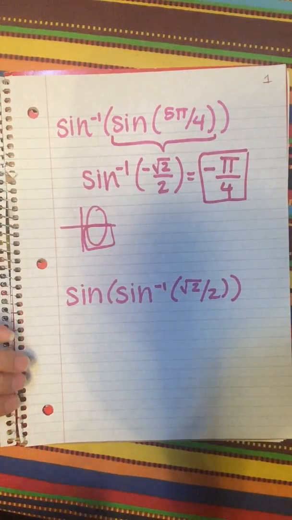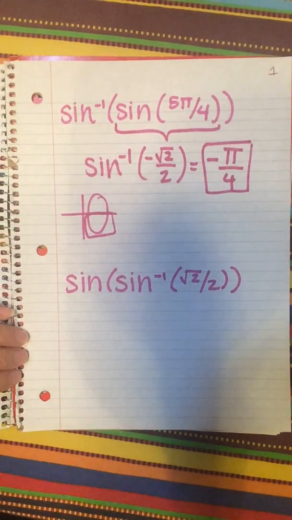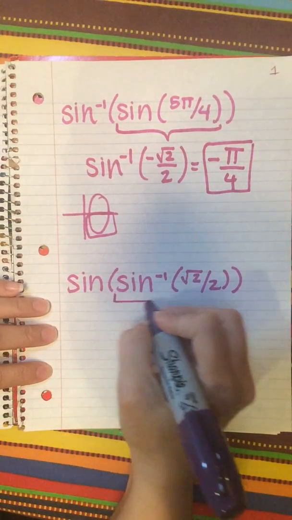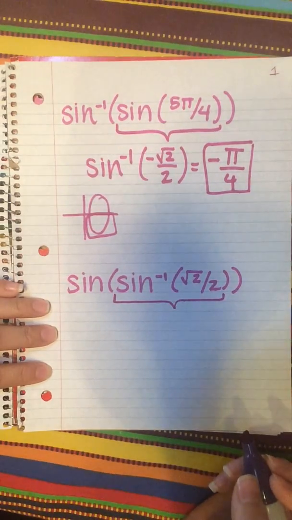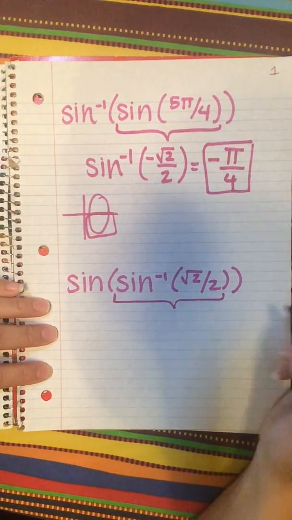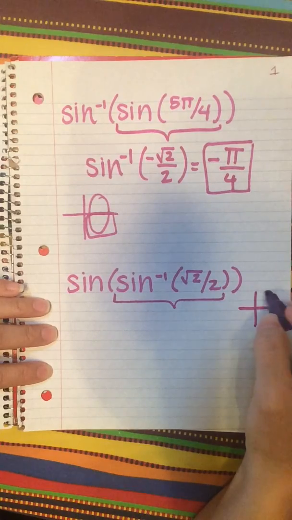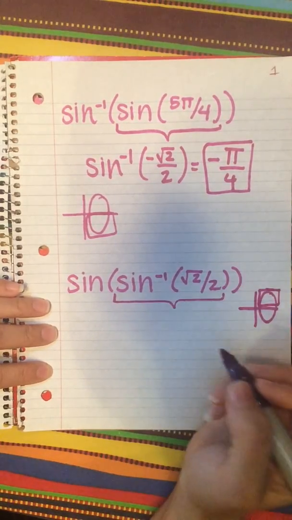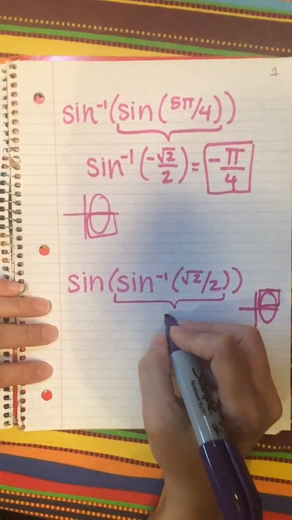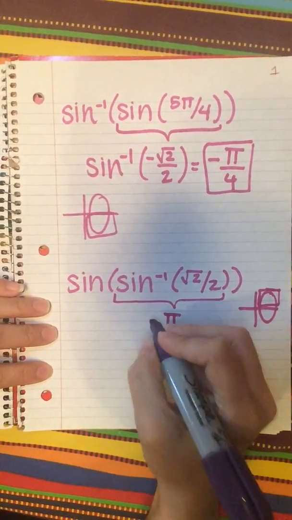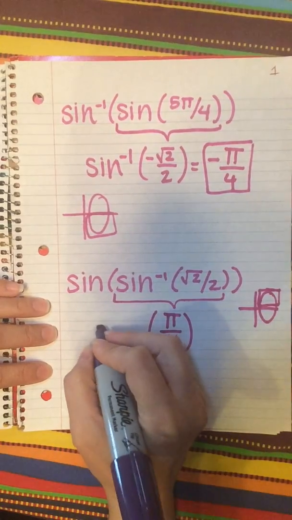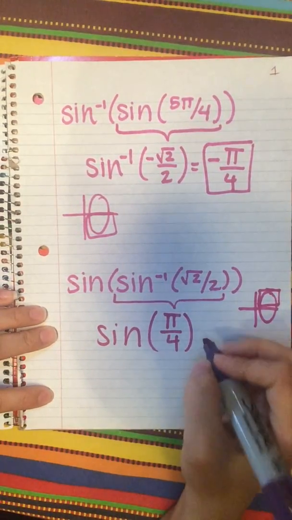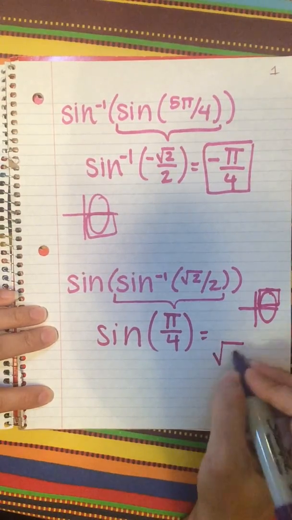Okay. Now down here on this one, where you have sine of sine inverse of the square root of 2 over 2, start with the inside function. Sine inverse of square root of 2 over 2. Again, sine inverse exists in the first and the fourth. Since it's positive, we'll focus on the first quadrant, and sine is square root of 2 over 2 at pi over 4. Okay? So that takes care of the inside function. Now we still have sine on the outside, and sine of pi over 4 is the square root of 2 over 2.